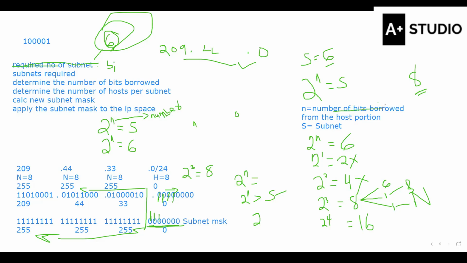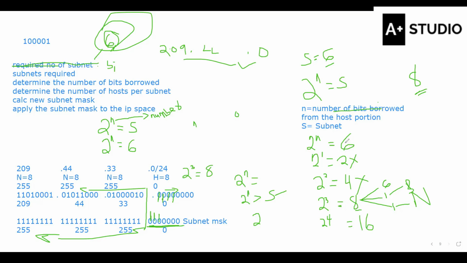Okay. Borrowed bits. So what is 8? You see, when we borrowed, we created 8 networks. When you borrow, you create networks. So you created 8 what? Networks. Okay. So for the 8 networks, we also need what?